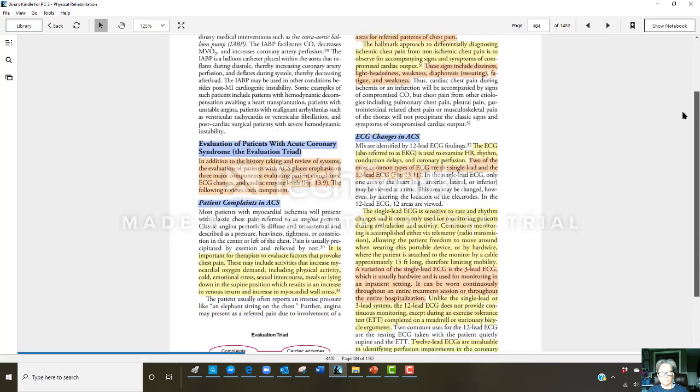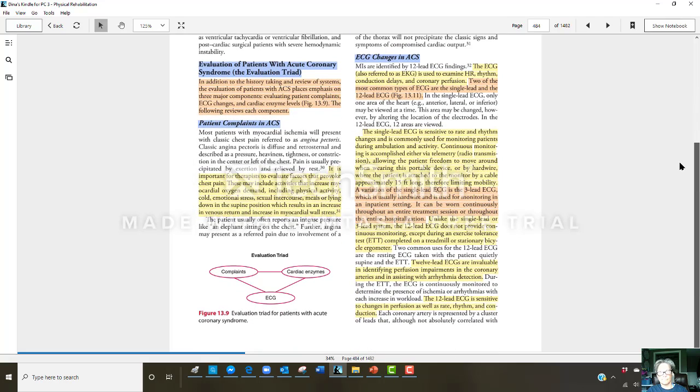In addition to the history taking and review of systems, the evaluation of patients with ACS places emphasis on three major components: evaluating patient complaints, ECG changes, and cardiac enzyme levels. Figure 13.9. The following reviews each component. Patient complaints. In ACS, most patients with myocardial ischemia will present with classic chest pain referred to as angina pectoris. Classic angina pectoris is diffuse and retrosternal and described as a pressure, heaviness, tightness, or constriction in the center or left of the chest. Pain is usually precipitated by exertion and relieved by rest.